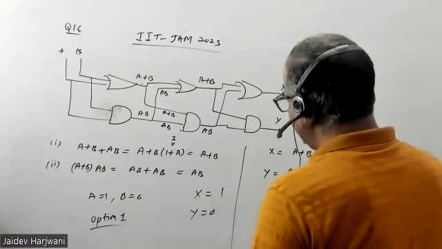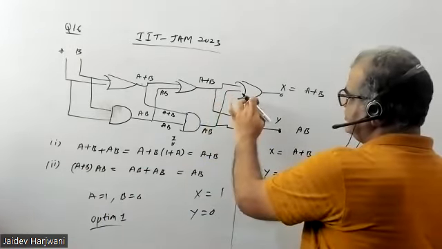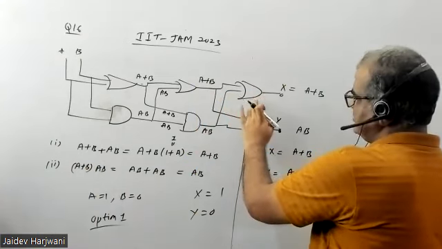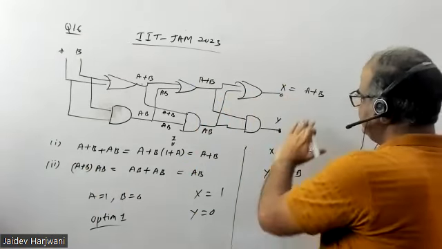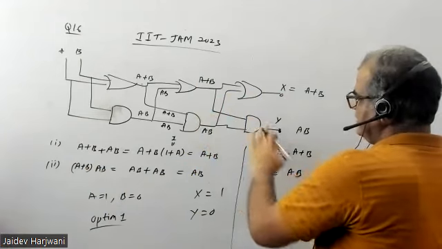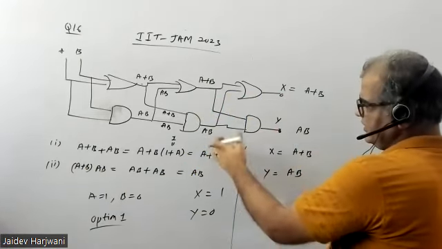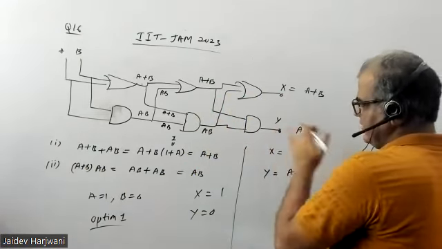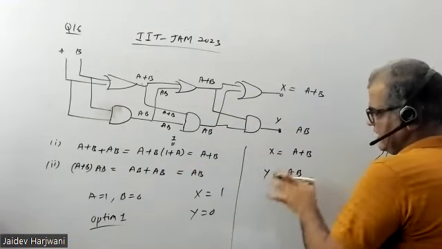Similarly, again this A plus B and AB are going as inputs of the OR gate. So the output X will be A plus B, and the output Y will be the same as here, AB. So now these are the outputs X and Y.